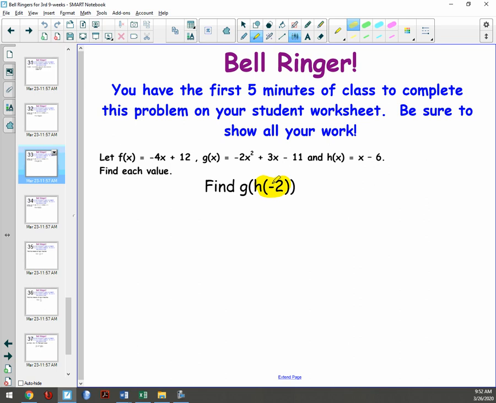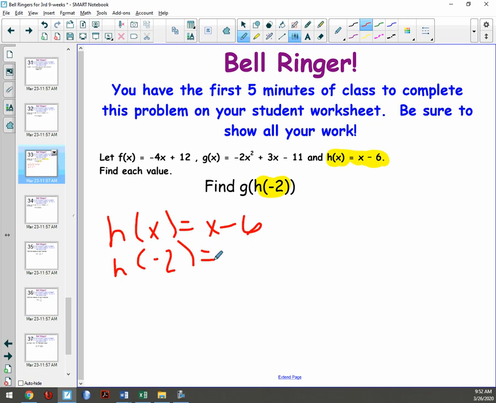So you're simply going to grab the h function, which is equal to x minus 6. And every place you see an x, you are now going to plug in -2. So that's going to give me -2 minus 6, which gives you -8. So if this gives you -8, now you're simply going to do the next thing. That means that h at -2 is -8.